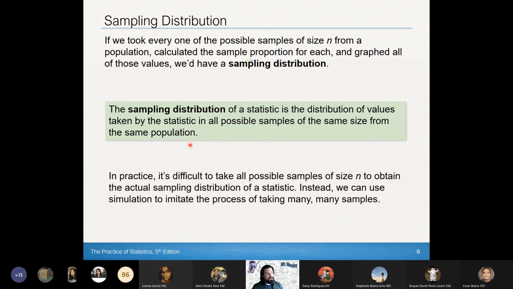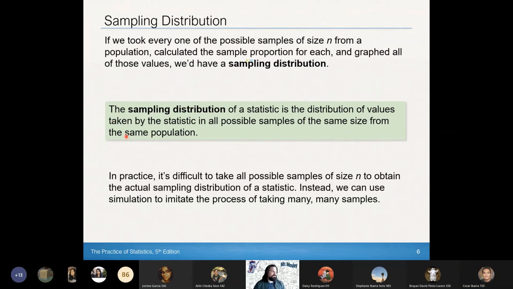In practice, it's difficult to take all possible samples of size n to obtain the actual sampling distribution of a statistic. Instead, we can use simulation to imitate the process of taking many samples. We can use software to do simulations. The book might provide us with the simulation data. That's pretty common. And we'll see an example of something that will simulate for us in our activity tomorrow.